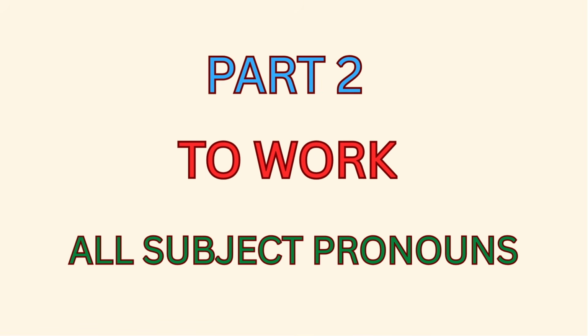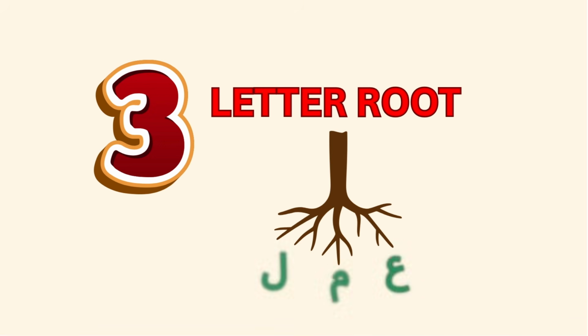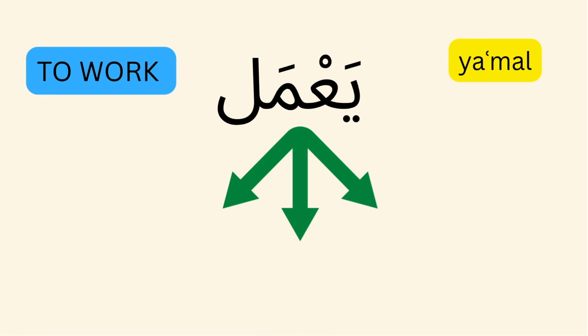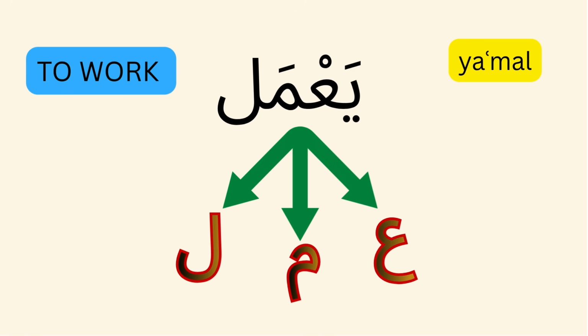Part 2. The verb to work with all subject pronouns. In Arabic, most verbs come from a three-letter root. For example, the verb يعمل, to work, comes from the root عين, mim, lam. These three letters carry the core meaning of the verb, in this case, work. The root letters of the verb usually stay the same.